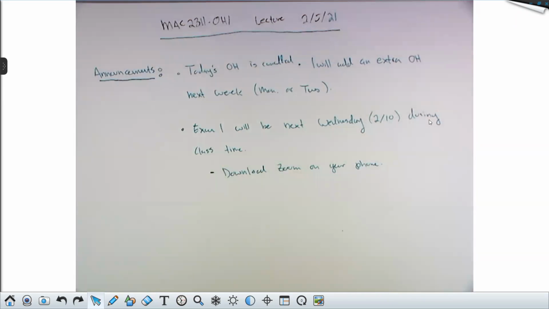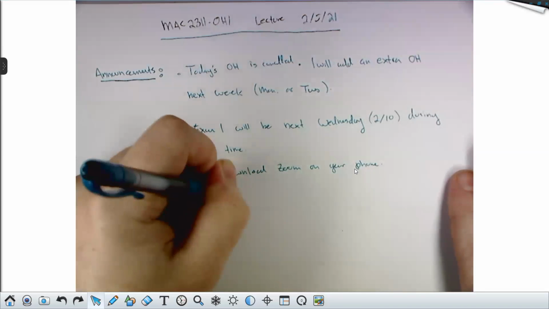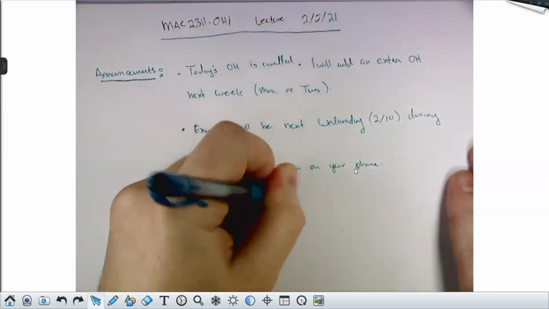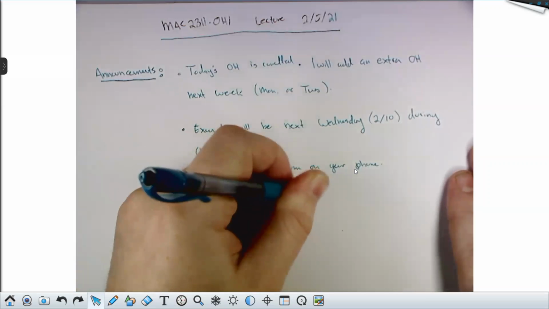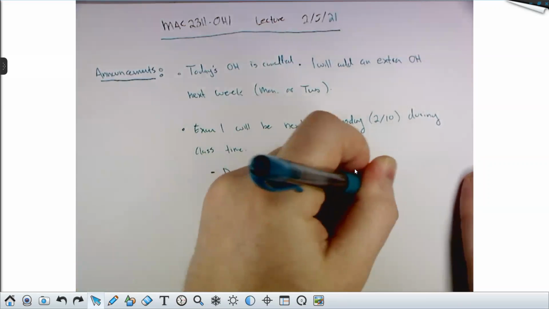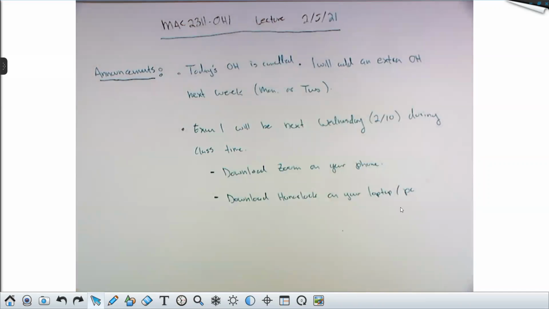On the day of the test, I'm going to need you to Zoom into a meeting so I can see your desk and your workspace. So you'll be using both Zoom and HonorLock. So please also make sure that you have HonorLock on your laptop or computer. And make sure Chrome is up to date.